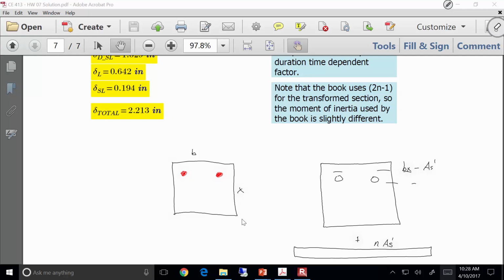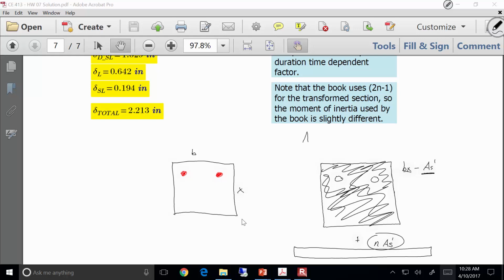So what I'm getting at is this. I'm saying that you are removing that steel and replacing it with concrete. So I'm saying the area of this shaded box right here is BX minus AS prime, right? Then plus this. Sound good? Okay. So if I wanted to look at the total area in compression, it would be BX minus AS prime plus N AS prime. Would that be a fair statement?